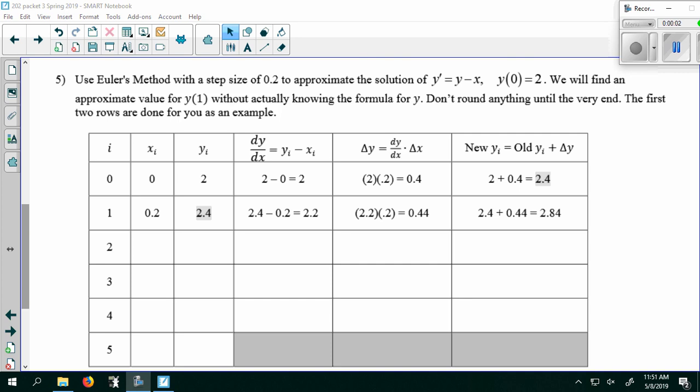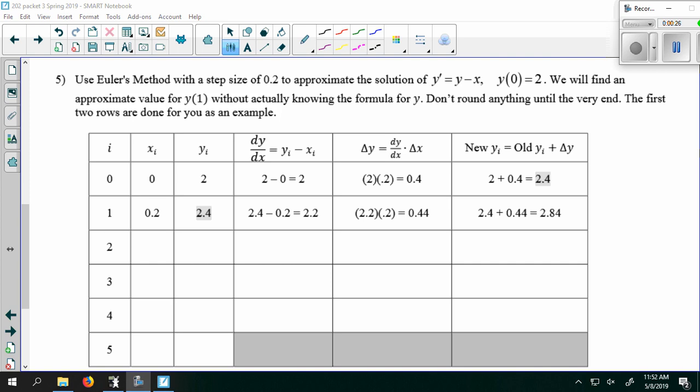We're going to use Euler's method with a step size of 0.2 to approximate the solution of y prime equals y minus x with an initial condition y of 0 equals 2. We're going to use this method to find an approximate value for y of 1. We're not supposed to round anything until the very end. And the first two rows are done for you as an example.